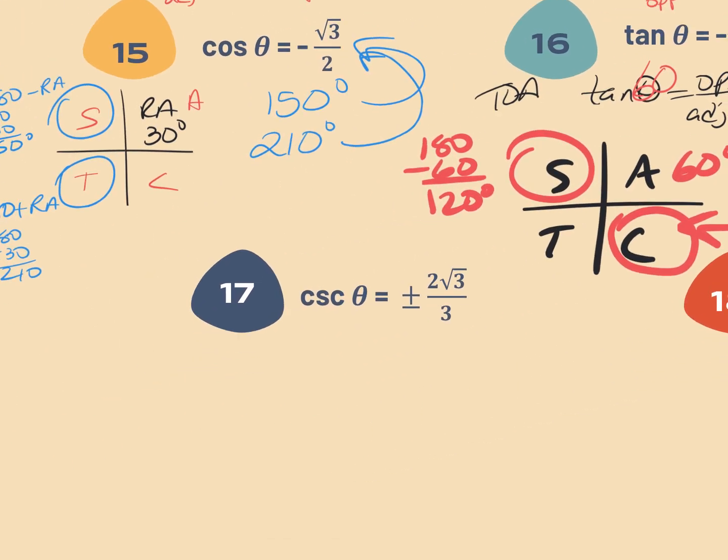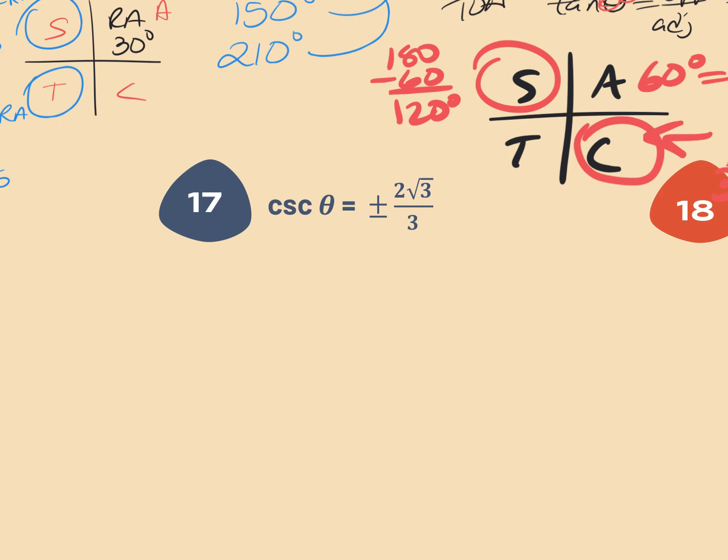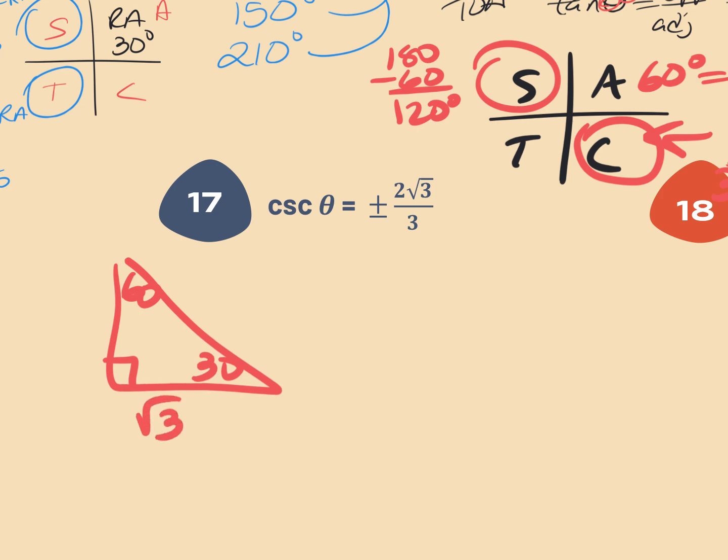Now, notice 17 has plus minus. So when it's plus minus, you're going to get 4 answers. You're really going to get all 4. Now, again, I need to figure out, is my reference angle the 30 or the 60? So again, if you draw, and again, it doesn't matter if you reverse the spots of the 30 and the 60. What's important is the side across from 60 is root 3, across from 30 is 1, and this is hypotenuse.